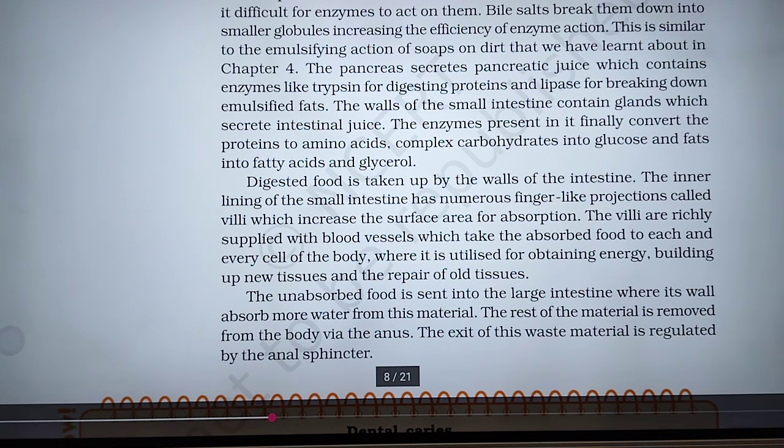It means after the small intestine, the food is sent to the large intestine, where more water is absorbed, and after that the undigested food is removed from the anus. So this is all about digestion in human beings.